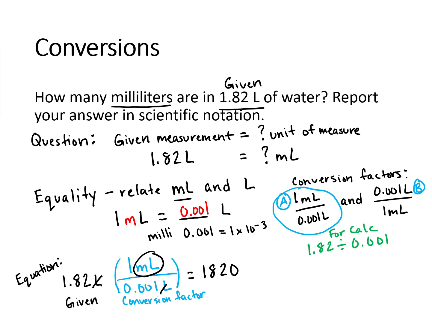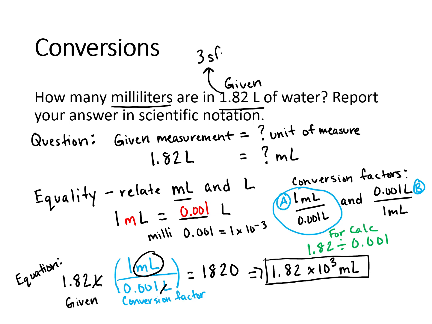Your calculator should tell you 1820. Doesn't tell you any units or anything like that. Again, look back at your question. You have to report your answer in scientific notation. So that means 1.82 times 10 to the third milliliters. Now you'll notice that I left off the 0 there. The reason is, in our given information, we've only got 3 sig figs. That means our coefficient also has to have 3 sig figs.